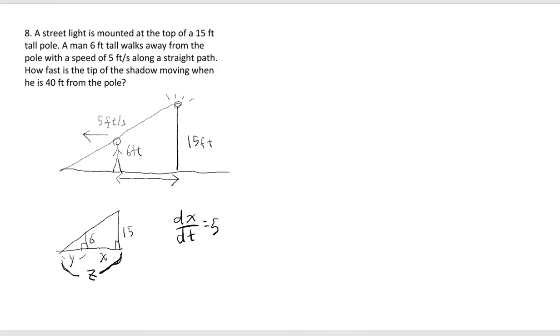Rather, what you want to use is assign a variable to some fixed object. The only fixed object in this picture is the lamppost, so you have to make that a z and write down the question in the following way. How fast is z changing when the man is 40 feet away from the pole? So when x is 40.